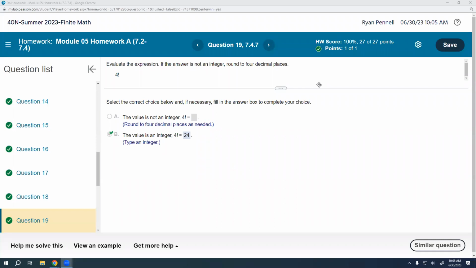Evaluate the expression. If the answer is not an integer, round to 4 decimals. We have 4 with an exclamation mark. What does this mean? That means factorial, so this means 4 factorial. What's 4 factorial? 4 factorial is just 4 times 3 times 2 times 1. You're just multiplying, going down to 1.